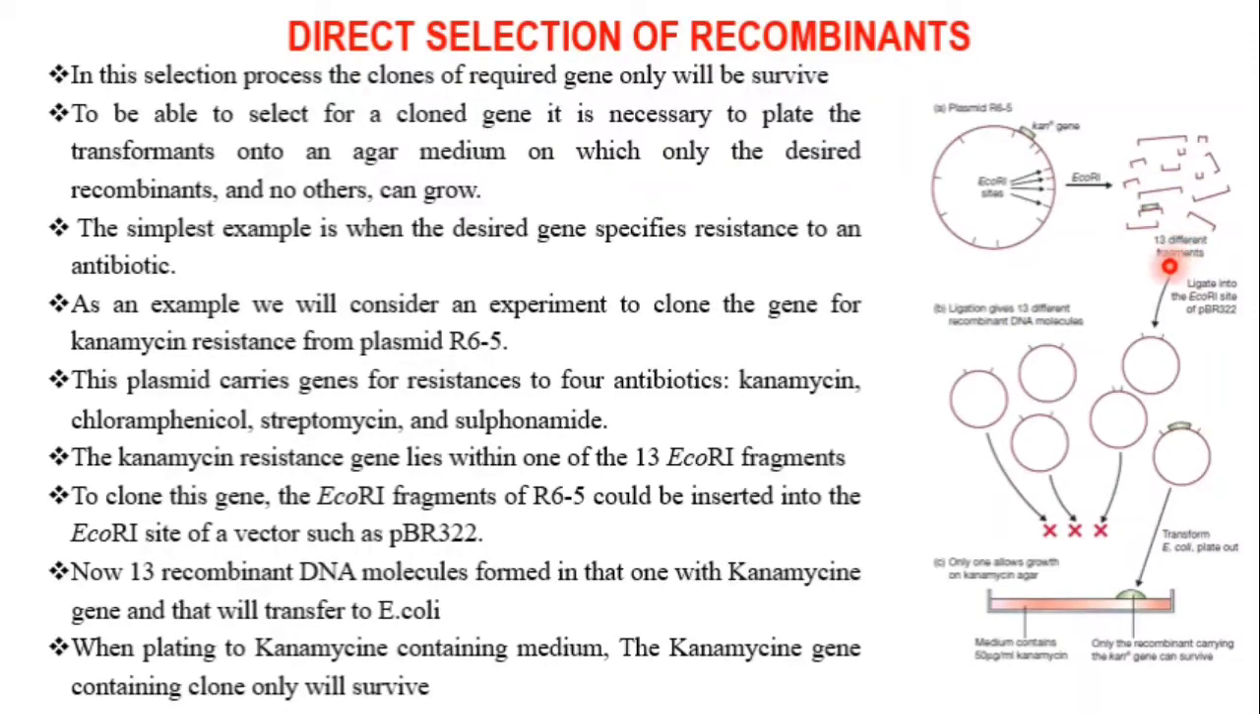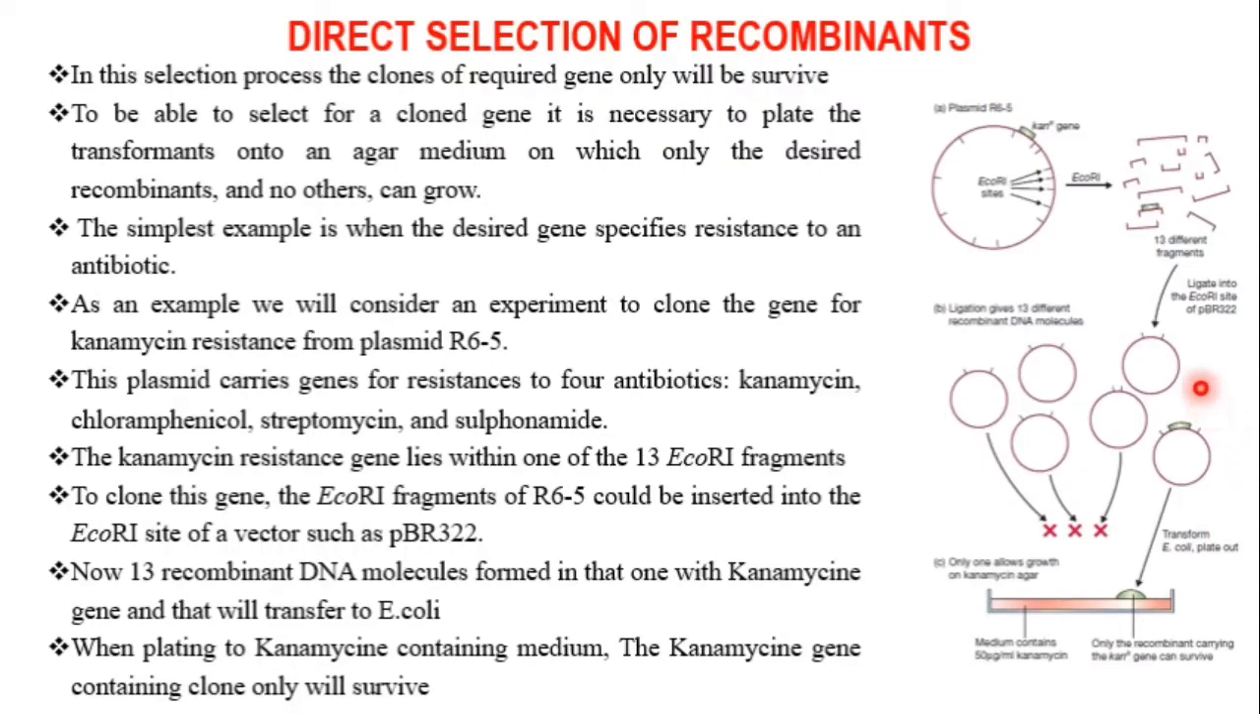We cannot isolate this individual fragment from the mixture of fragments, so we have to clone the total 13 DNA fragments into the EcoR1 site of pBR322. We insert them into the plasmid pBR322, get the recombinant DNA, and transfer all these 13 fragments into the bacteria.